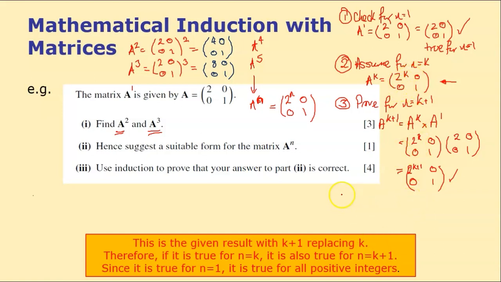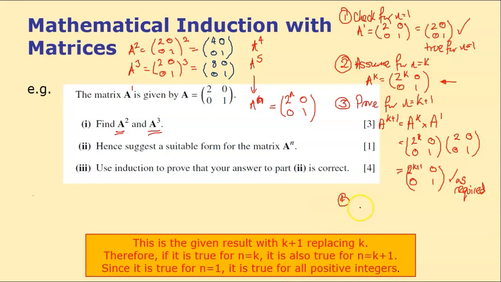And this is where step 4 comes into play. I could write something like here, as required. And step 4 then basically is me writing out this completion statement. I would literally write out, this is the given result with k plus 1 replacing k. Therefore, if it is true for n equals k, it must be true for n equals k plus 1. Since it is true for n equals 1, it must be true for all positive integers. And this is basically the idea.